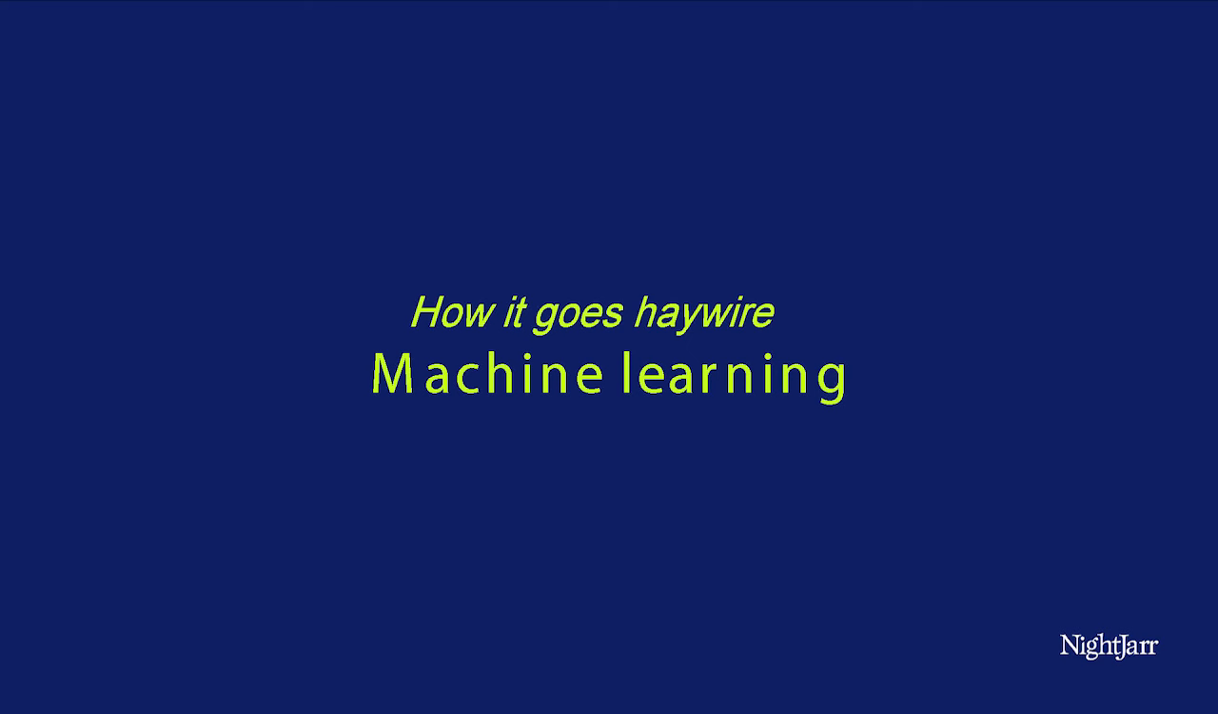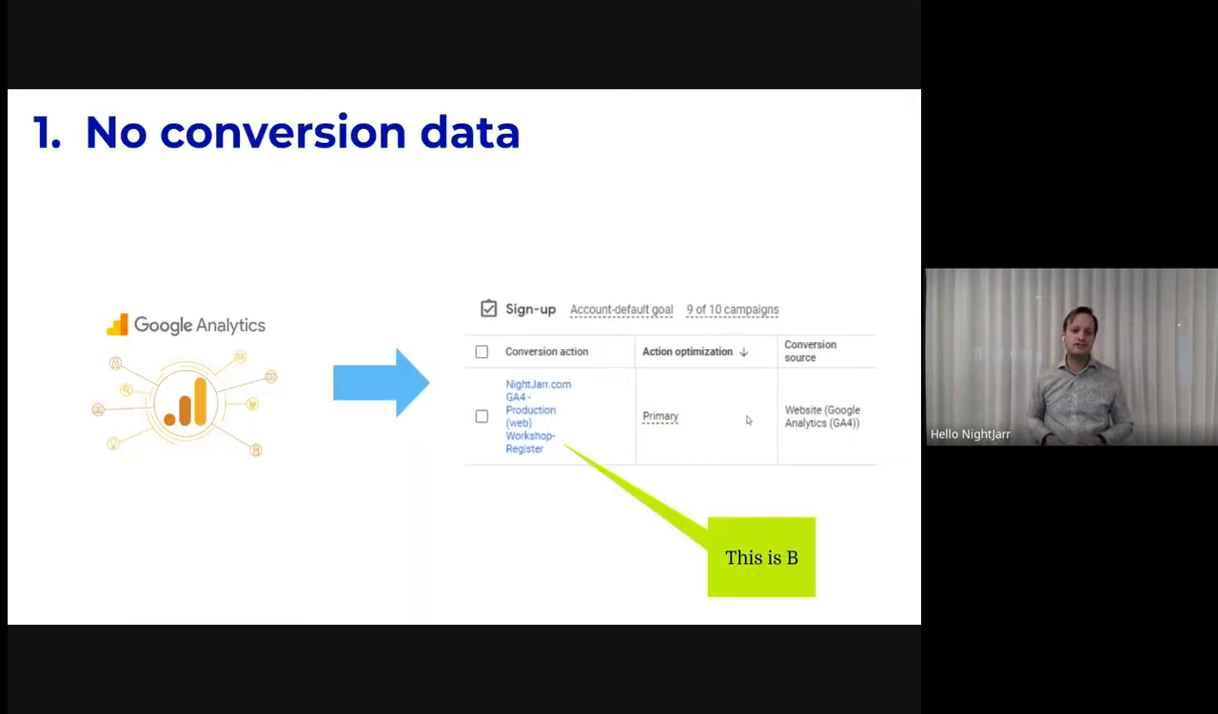So let's talk about how this goes haywire. What's the problem with this stuff? The first thing is we've seen a lot of accounts don't have any conversion data. What happened was we had Google Analytics, Universal Analytics, the previous one. Everybody has been forced to use Google Analytics 4, and a lot of people don't have any conversion data. So you're telling Google to build a machine learning model, but you're not giving it B. This is a big issue.